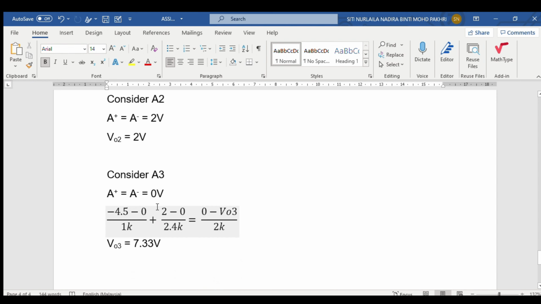And as for consider A3, we need to use the value for A plus is equal to the value for A minus, and it is equal to 0 volt. We need to substitute the value of 0 volt into the equation. Negative 4.5 minus 0 over 1k plus 2 minus 0 over 2.4k equals 0 minus V03 over 2k, and we will find the value for V03. It is equal to 7.33 volt.